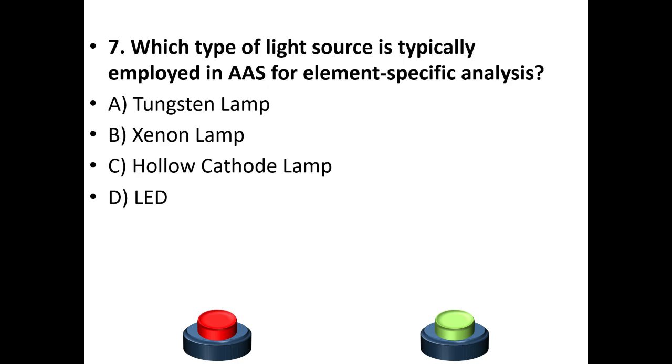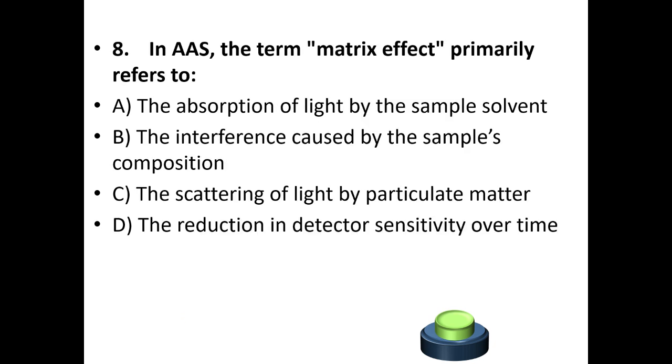is measured. Seventh question. Which type of light source is typically employed in AAS for element-specific analysis? A. Tungsten lamp, B. Xenon lamp, C. Hollow cathode lamp, D. LED. Which is the answer? Your answer is option C. Hollow cathode lamp is used.